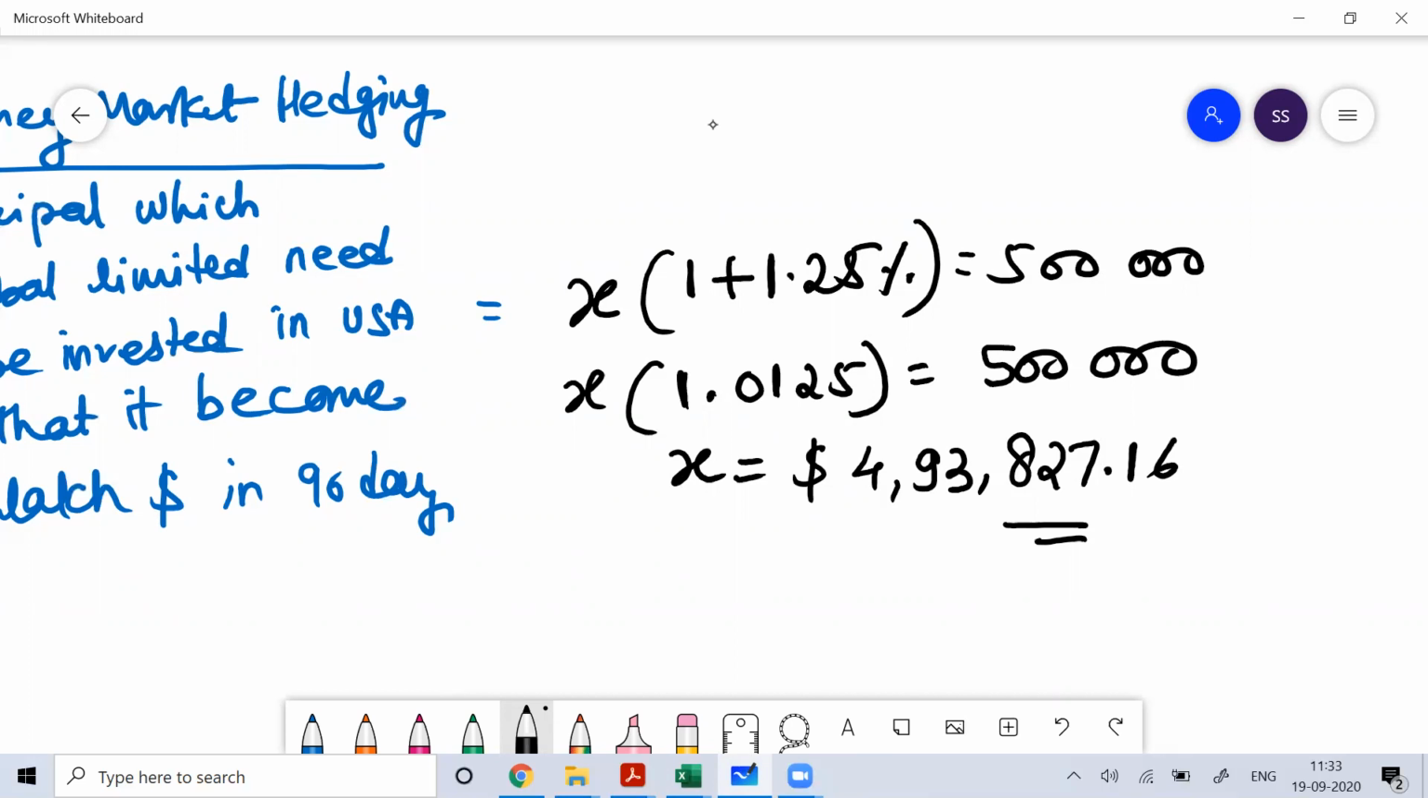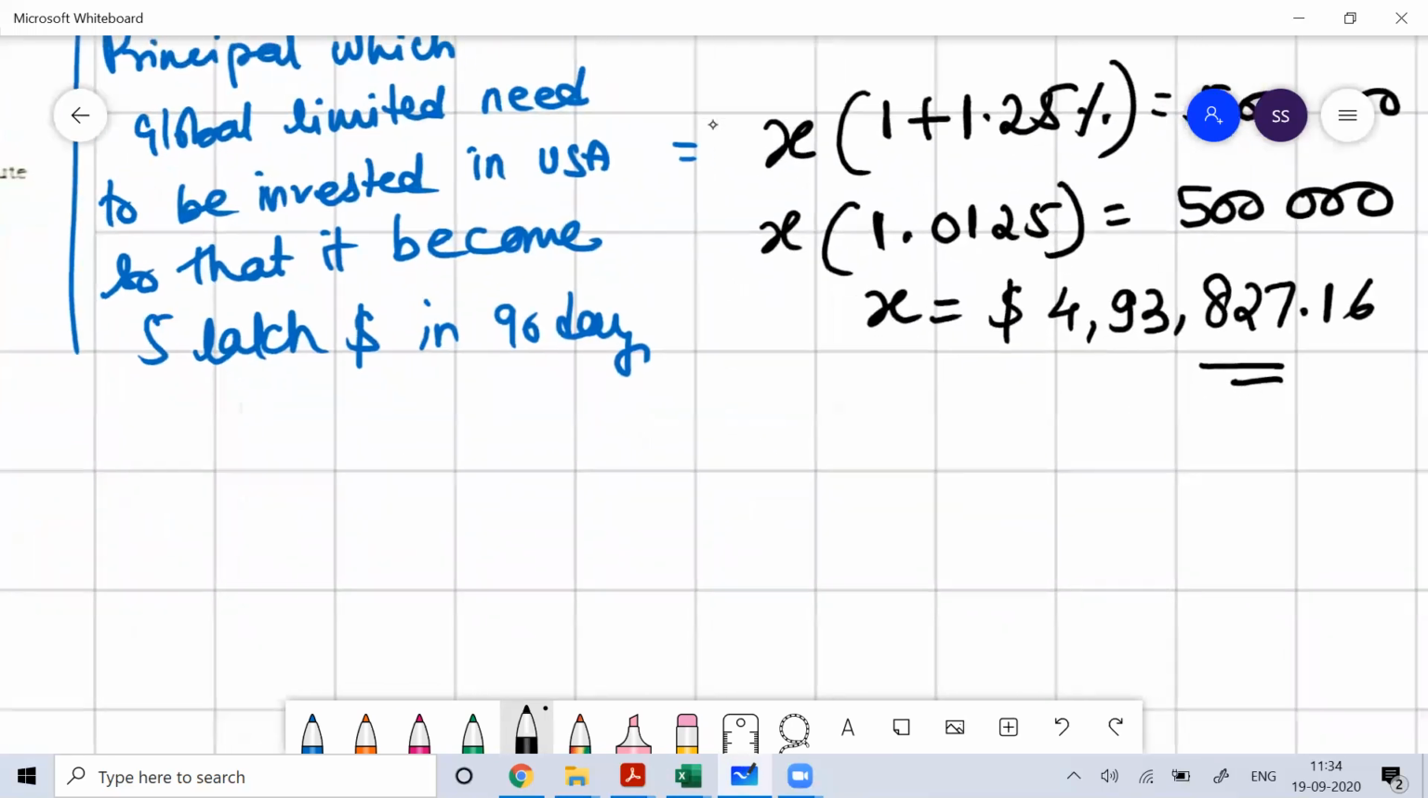How will they get 4,93,827.16? They will get this much dollar. How will they get this much dollar? Because it's an Indian company, they will borrow money in India and convert that Indian rupee into US dollar, and then they will invest in USA to get 1.25%, so that it becomes $5 lakh after 90 days. Okay, so the amount they need to borrow in India.